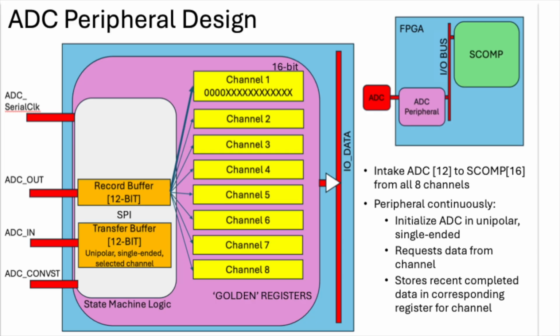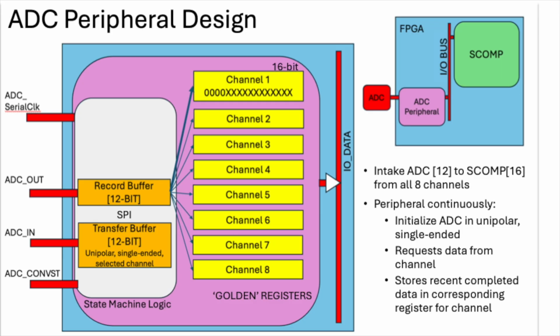The overall design of the ADC peripheral is based on a state machine and 8 available registers that correspond to the ADC's 8 available inputs. The peripheral is going to intake the ADC's 12-bit information and convert that to SCOMP's 16-bit information from all 8 channels asynchronously in 4 stages.